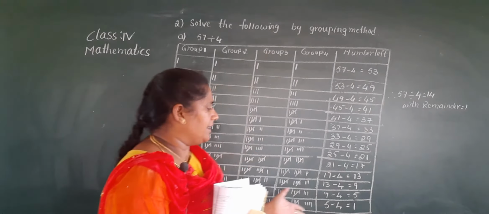If you continue like this, after all the numbers are distributed, only 1 number is left, that is the remainder. So like this we distribute this number into 4 groups. It's a big problem, so I only explained this one. Okay, the second problem is a very easy problem. You do it as homework.